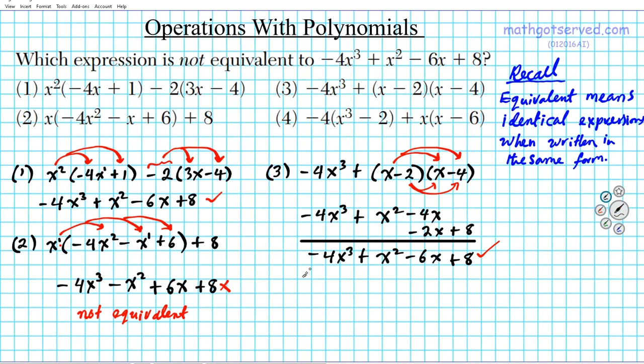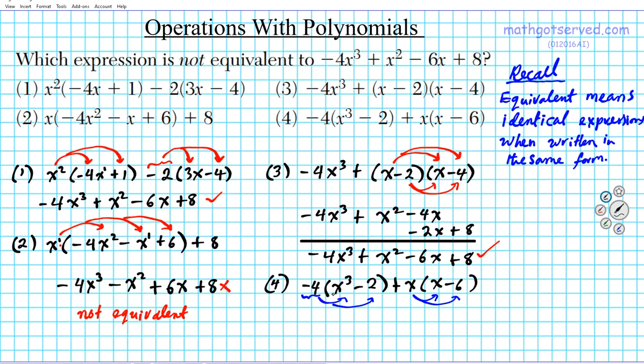One more. Number 4. So if we expand this completely and write it in standard form, are we going to end up with the original expression? Well, let's see. So there are two distributions that are going to be happening here. So negative 4 gets distributed to x to the third and negative 2. Please do not forget the sign. And then x gets distributed to both x and negative 6.